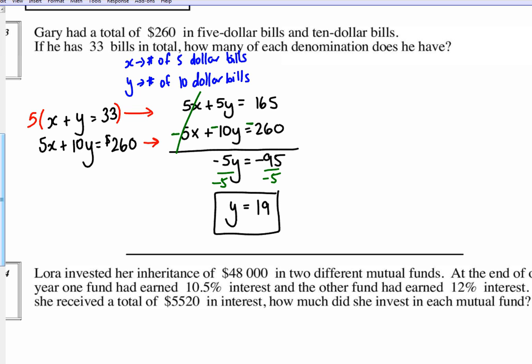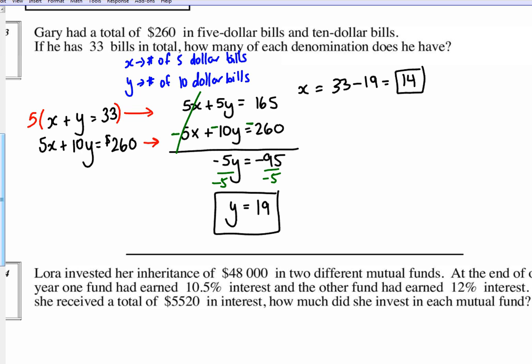Okay, so logically, how many x's do we have? If we have 19 $10 bills, what was it? 14. And how did you get that? 33 minus the 19 will give you your x's, so 14.